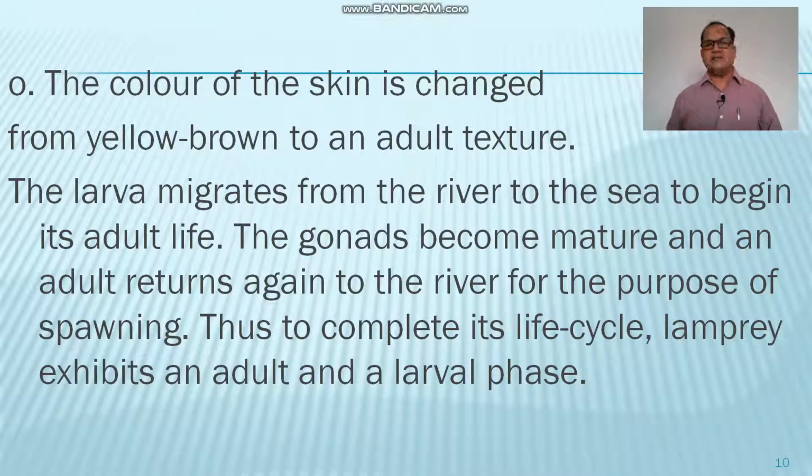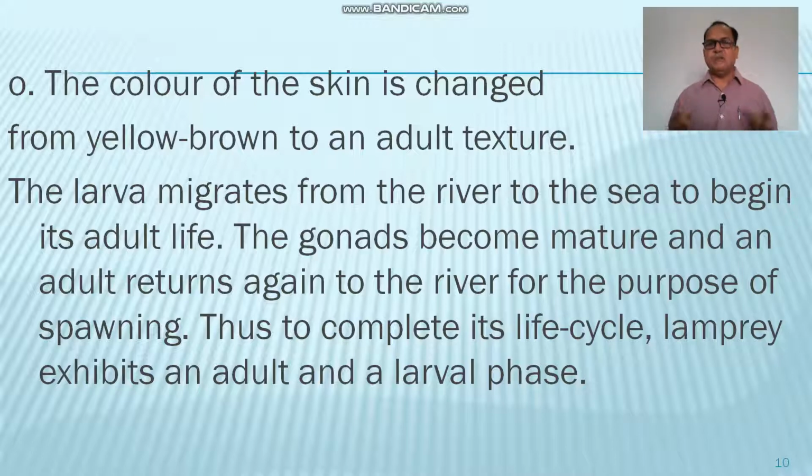The larva migrates from the river to the sea to begin its adult life. This development takes place in freshwater rivers or flowing water. But after metamorphosis, when the larva has turned into the adult, the adult flows with the water current and comes to the ocean. This is catadromous migration.